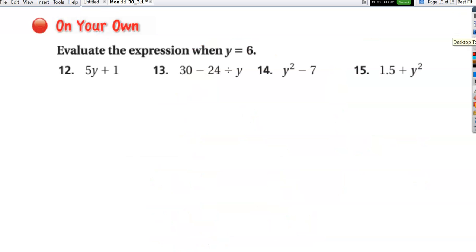Okay, so now we've got some OYO, so go ahead and pause the video. You're going to write all these down, and I'm going to highlight the y equals 6, and I'm going to highlight the y. This is where I'm putting in 6 for all of these examples. Pause the video and see how you do, and then unpause and check it.